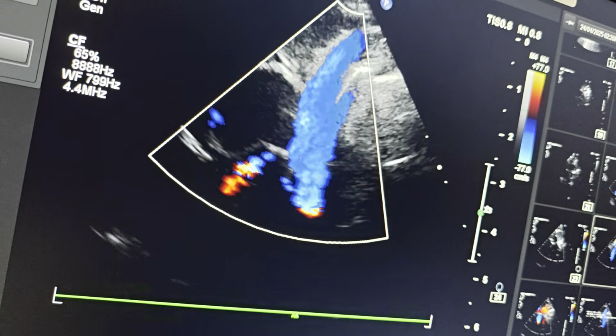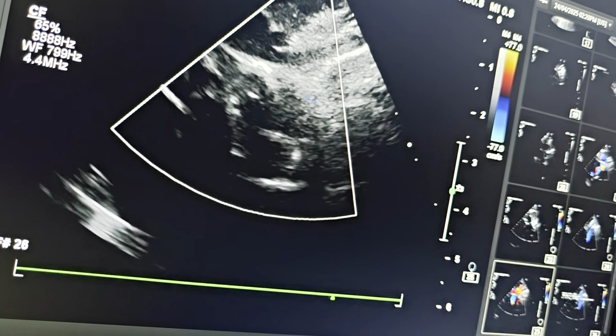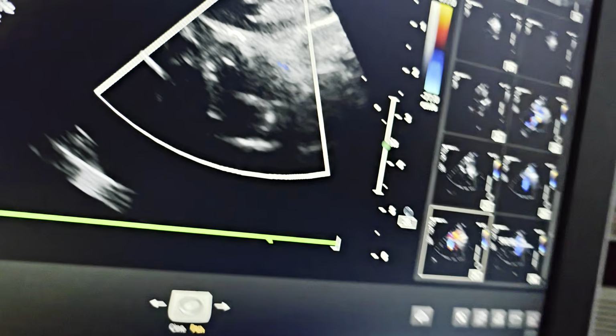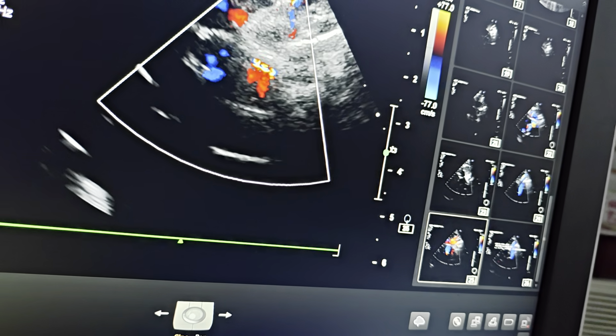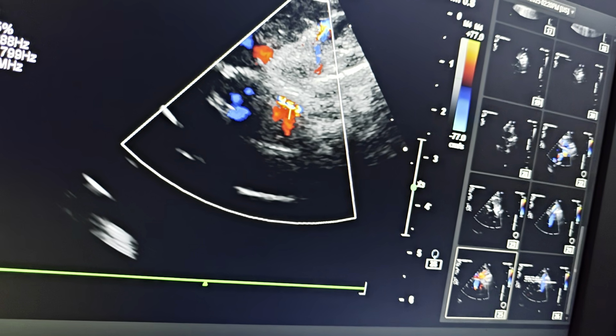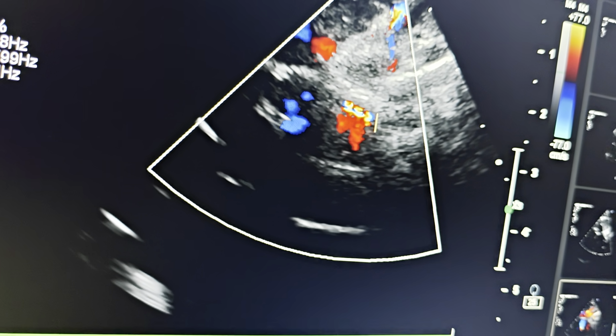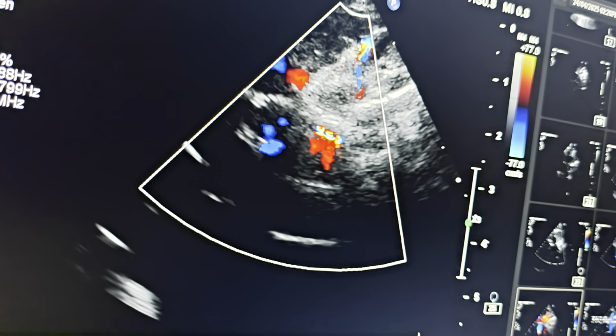Now the next image, same thing. If you see the case, you will see this turbulent portion is the pulmonary portion through the PDA giving blood to the descending aorta.